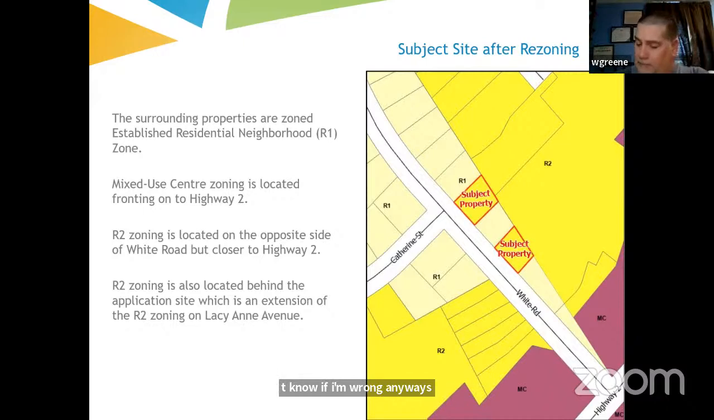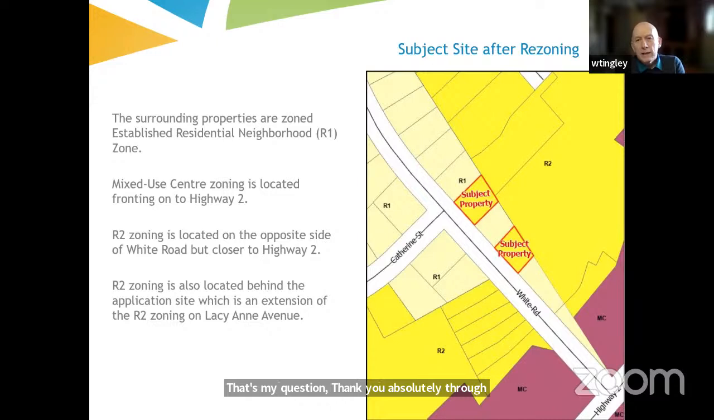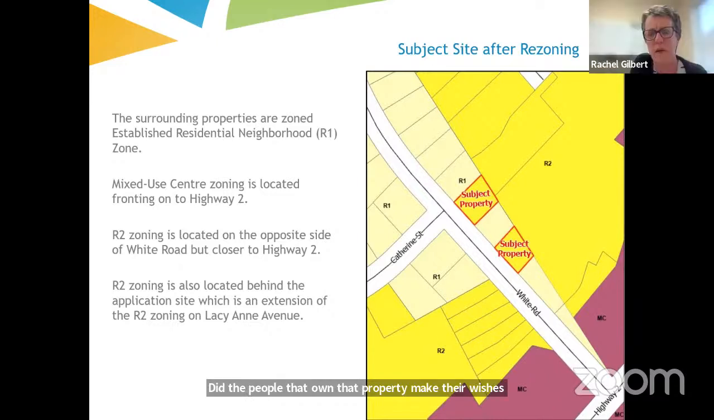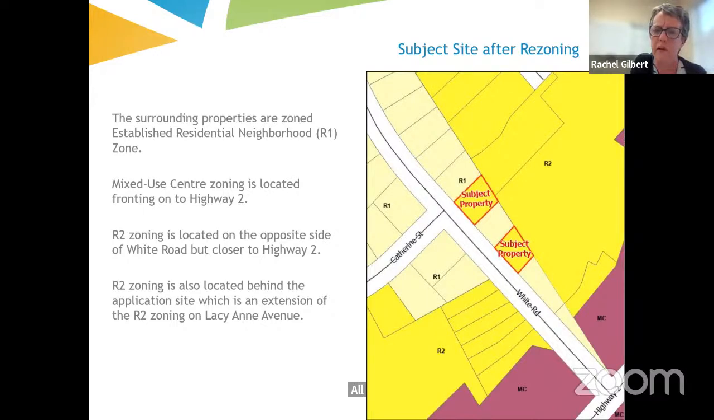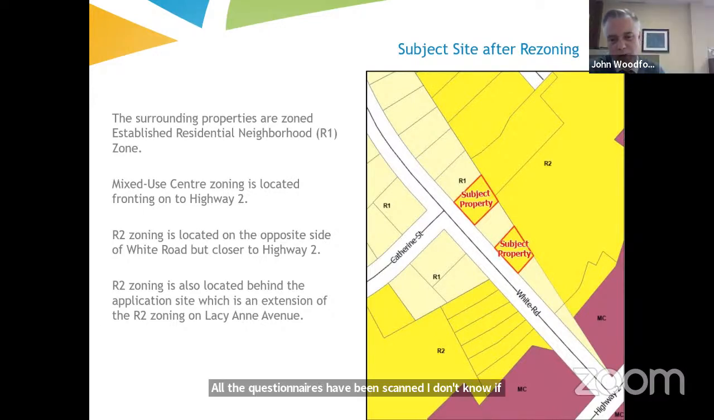Councillor Tingley. Through the chair, I have a question. The house that's in between these 2 subject properties, did the people that own that property make their wishes known about this development? All the questionnaires have been scanned. I don't know if I'm able to say that. Through you, Mr. Chair, you really shouldn't talk about individual responses, but all of the responses were posted for committee's review.